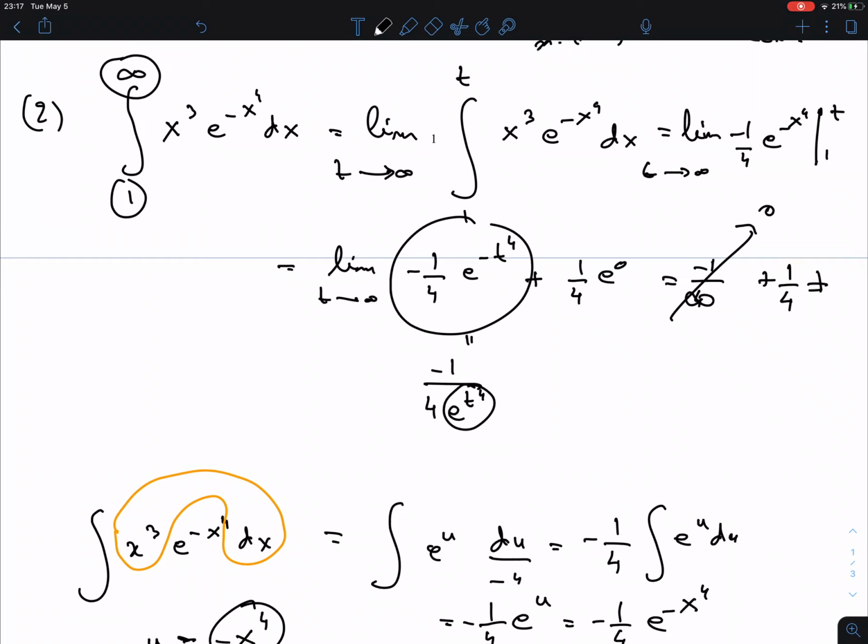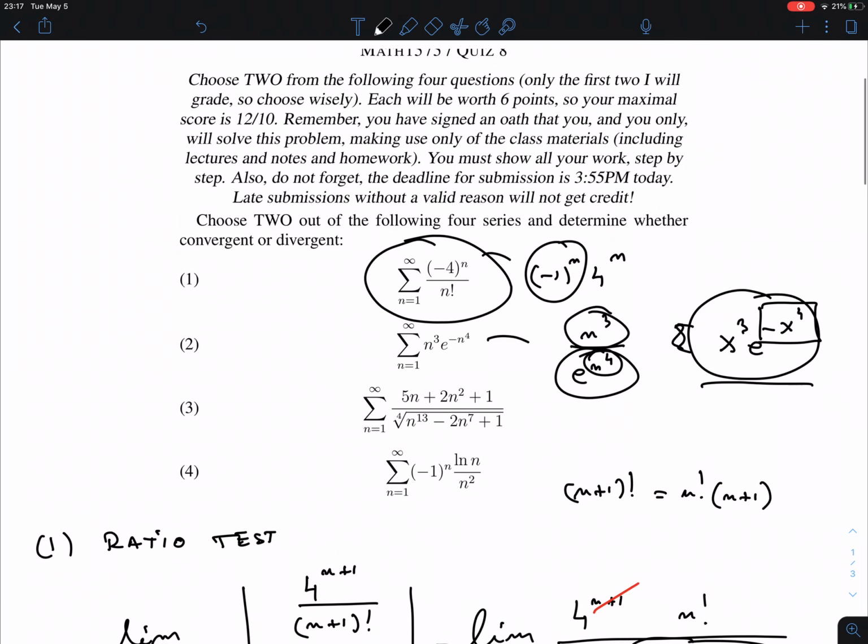What matters is that this is not infinity. For an improper integral to be convergent, you have to get a real number here. So since this is convergent, the conclusion is this series is convergent too. The first one, by the way, was also convergent, we said that already. Okay, what about number 3?